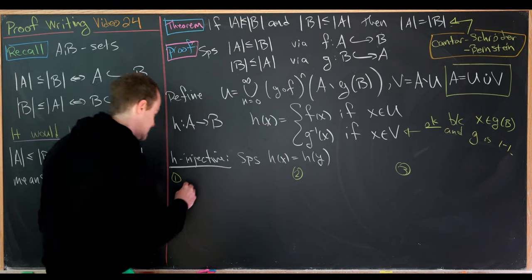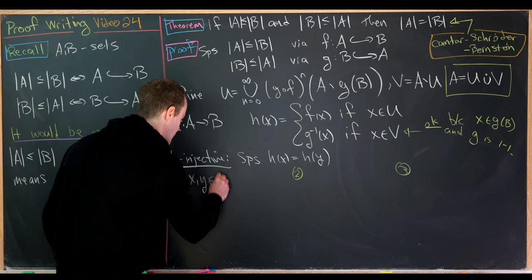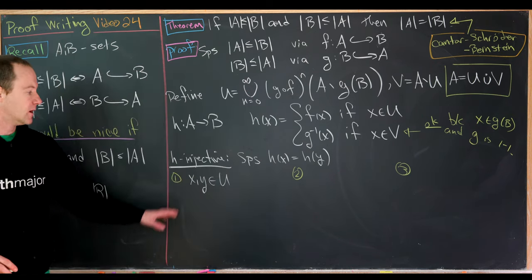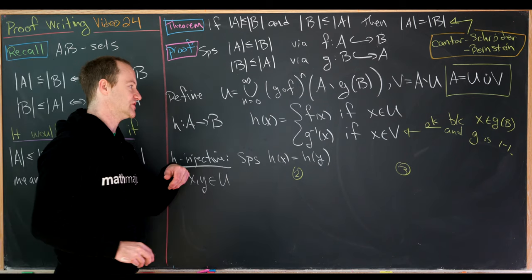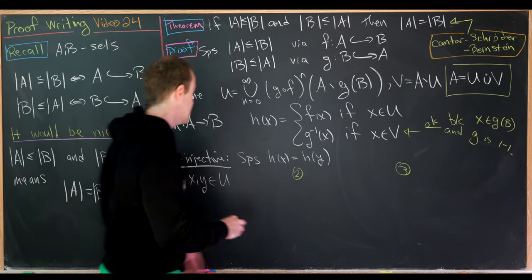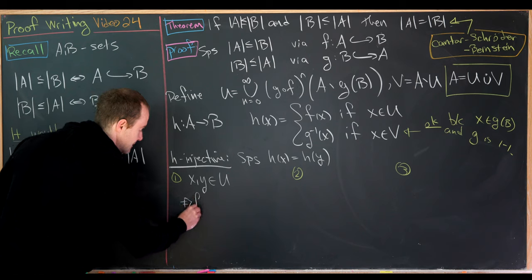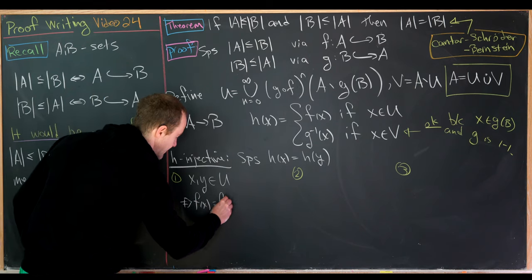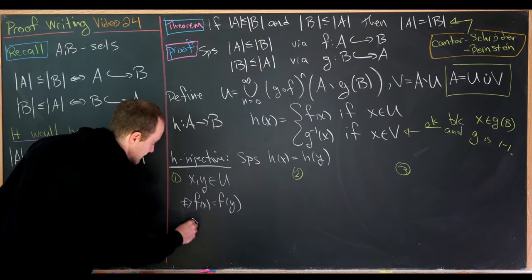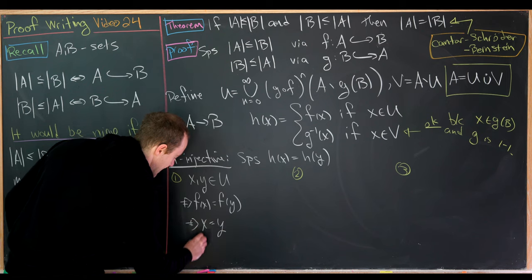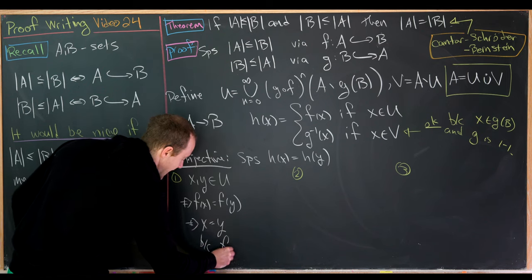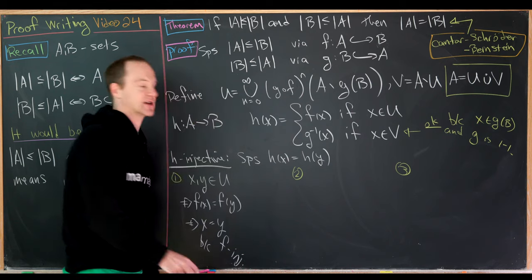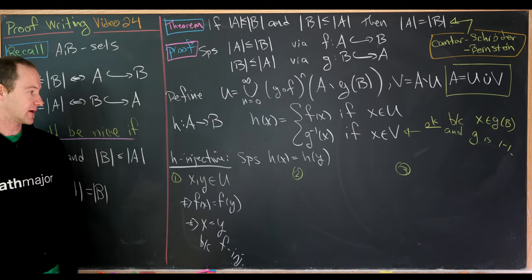So the first case is if X and Y are both from U. Okay, but H of X equals H of Y when they both come from U boils down to F of X equals F of Y, which boils down to X equals Y, and that's because F itself is injective. So there's not much to do right there.